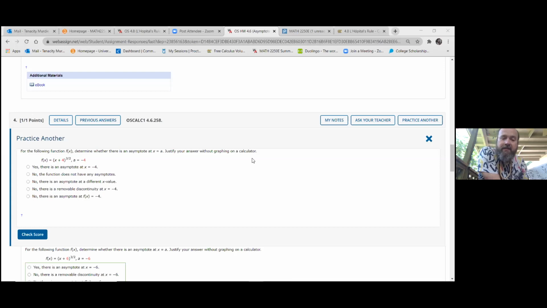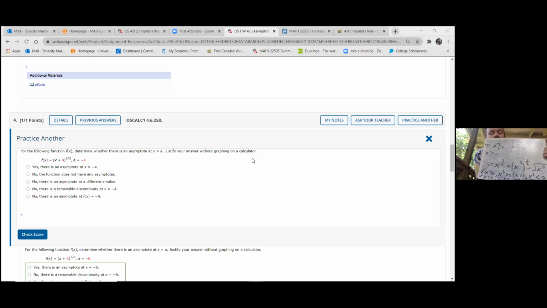Certainly, it is not left continuous because the left side of that function is not in the domain. You can't approach from the left. But it is continuous from the right. And so I don't believe there's a discontinuity there at all. X equals -4, what's wrong with that value? It's totally fine. 0 to the 3/2 power is 0.